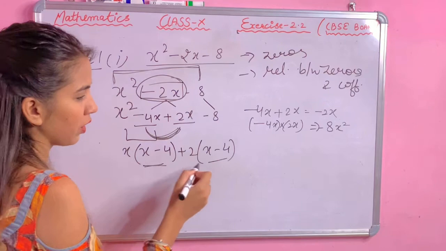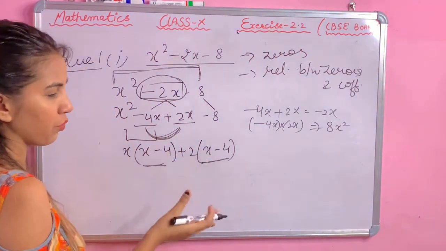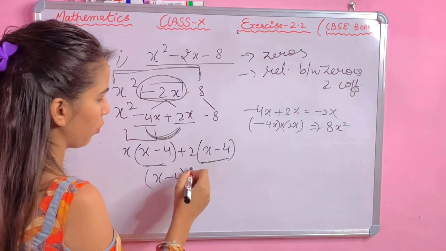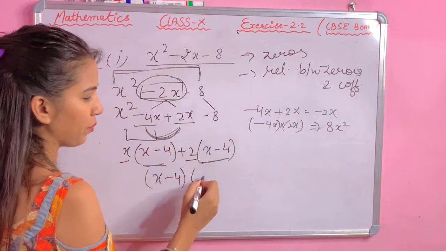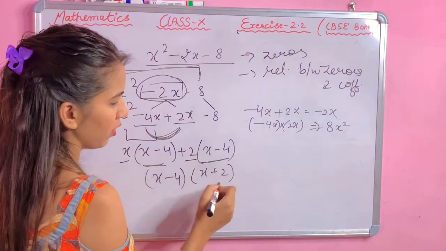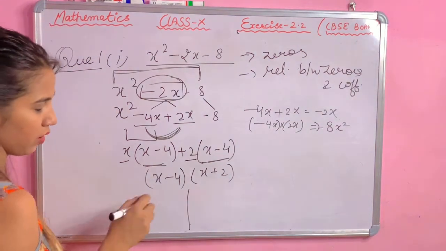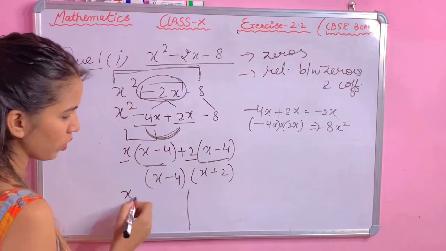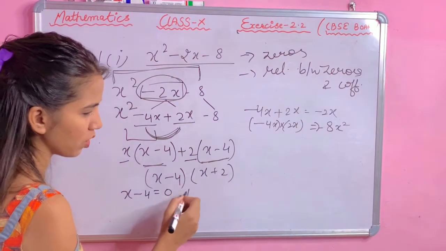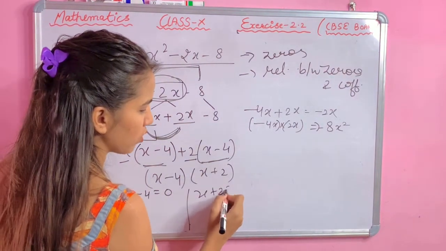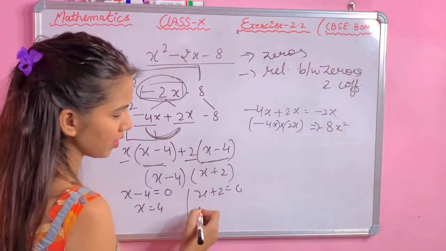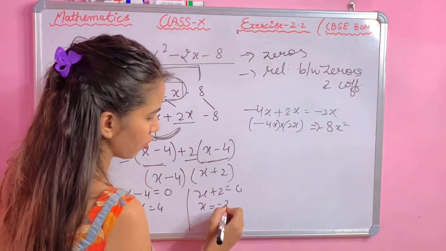So here both the brackets are same. Therefore, we can write the same bracket once, x minus 4, and the remaining in one bracket means x plus 2. So after solving this, we'll equate these two to 0: x minus 4 equals 0 and x plus 2 equals 0.